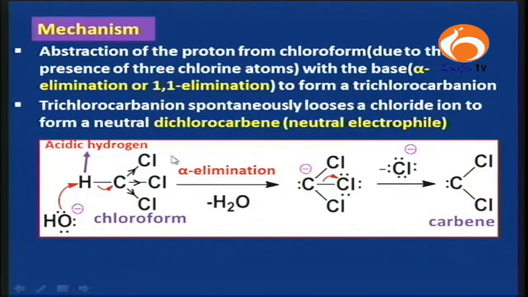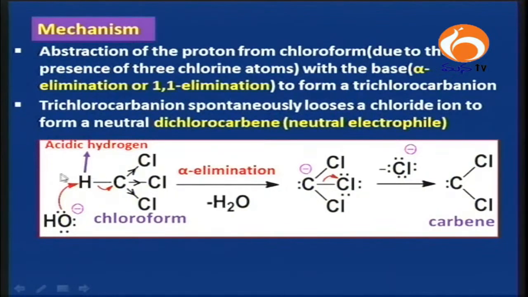Chloroform, as we know, this is the chloroform molecule, and in this chloroform molecule, the carbon atom is attached to three electron-withdrawing chlorine atoms. They induce a minus I effect. Therefore, this particular carbon atom has a positive charge. That means this carbon atom is an acidic carbon, and the hydrogen which is directly attached to this acidic carbon is an acidic hydrogen. Therefore, by using a base, we can abstract this particular proton.